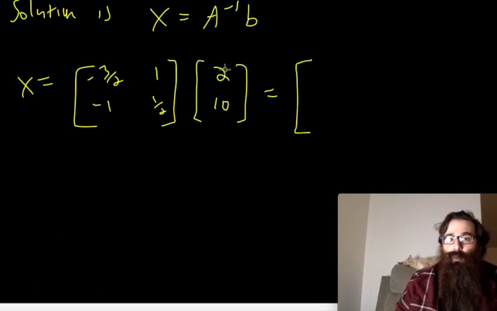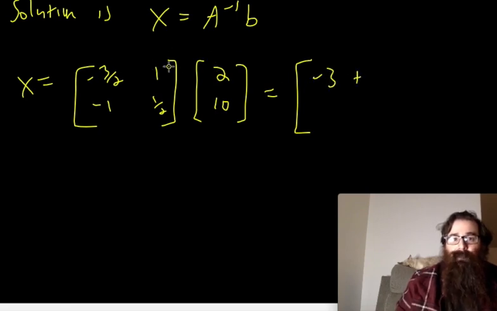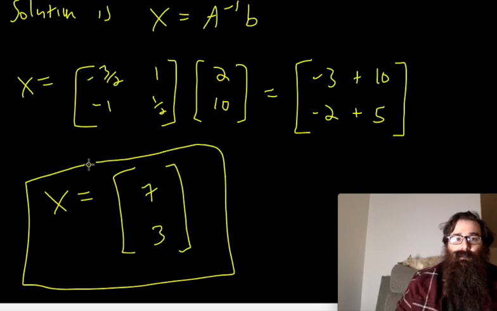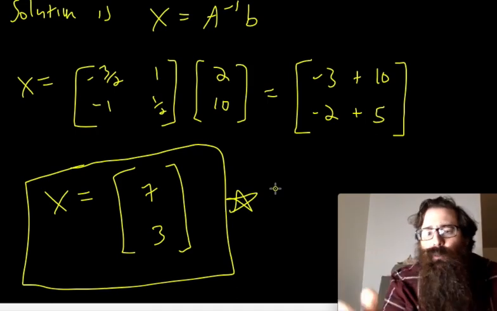Well, so let's do it. Here I can use my row vector rule, -3/2 times 2. Here the 2's cancel, so I get -3, plus 1 times 10 gives me 10. That's the first entry. And then for the second entry, -1 times 2 gives me -2, plus 1/2 times 10 gives me 5. And I just have to do the rest of the arithmetic, right? -3 plus 10 gives me 7. 5 minus 2 gives me 3. So this is my unique solution. x sub 1 is 7, x sub 2 is 3. So we can use inverses to solve.